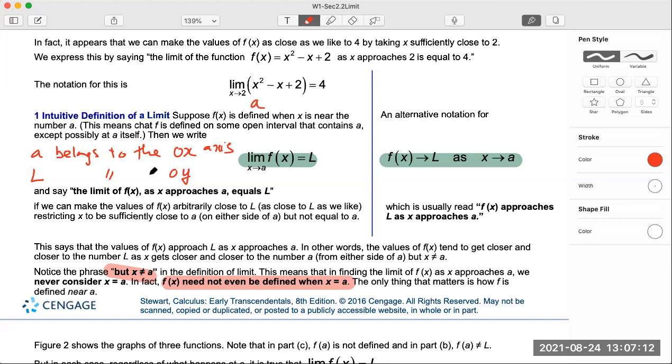A belongs to the OX axis, L belongs to the OY axis. Okay? Is it clear? Very good.